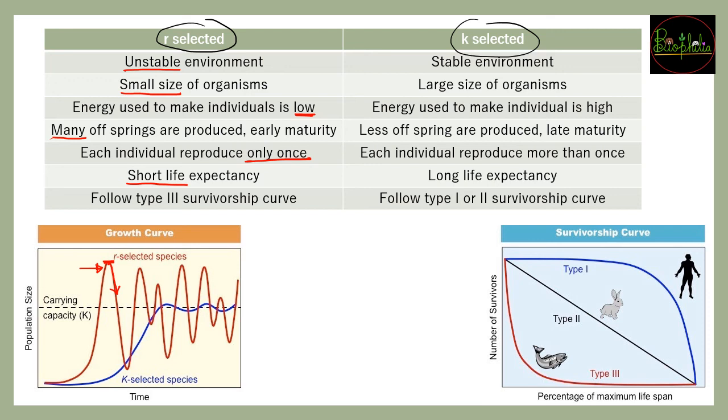K selected species, demonstrated by the blue curve in the growth curve, have a stable environment and large size organisms, and the energy required for an individual to be produced is very high. A lesser number of offsprings are produced, there is reproduction many times, life expectancy is much more, and they follow the first or second type of survivorship curve. So K selected species have their growth curve almost around the carrying capacity; they won't exceed it at a very large rate or tip their curve sharply. They only go up sometimes and slowly come down, but always stay near the carrying capacity. This was asked in previous year questions.